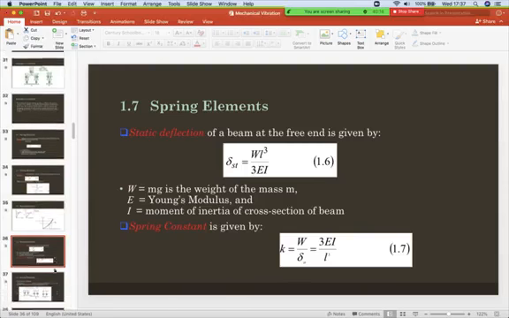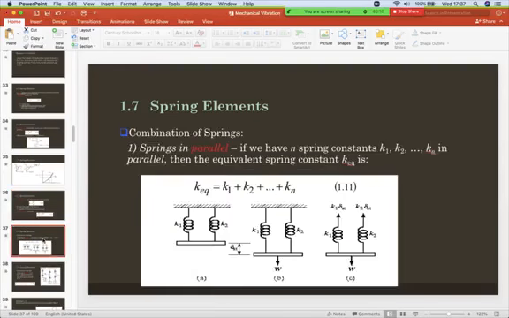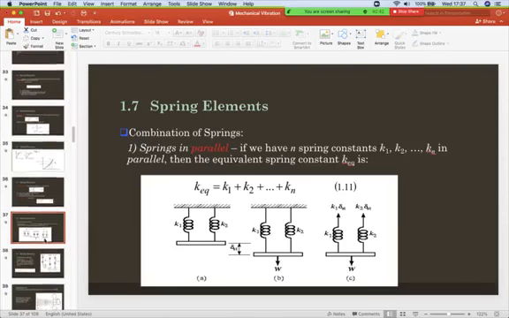So next, these are combinations of springs. You have k1, k2, k1, k2, and then the mass supporting a member here. Springs in parallel. If you have spring constants k1, k2 to kn in parallel, then the equivalent spring constant k_eq is k1 plus k2. So that's the total equivalent, k1 plus k2.